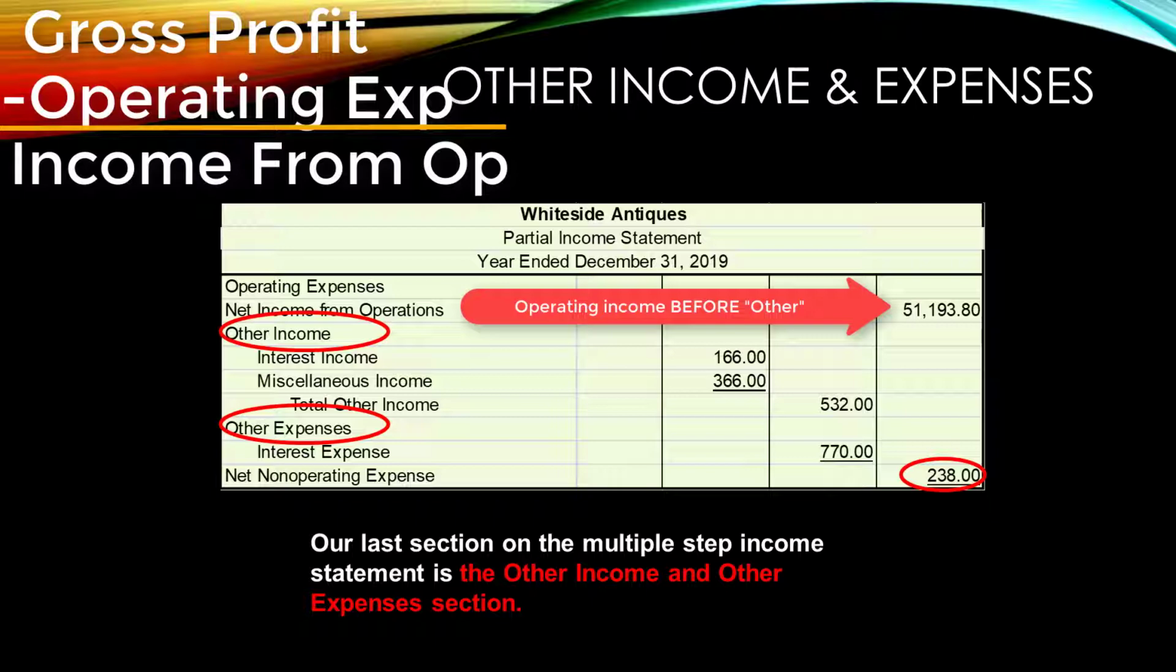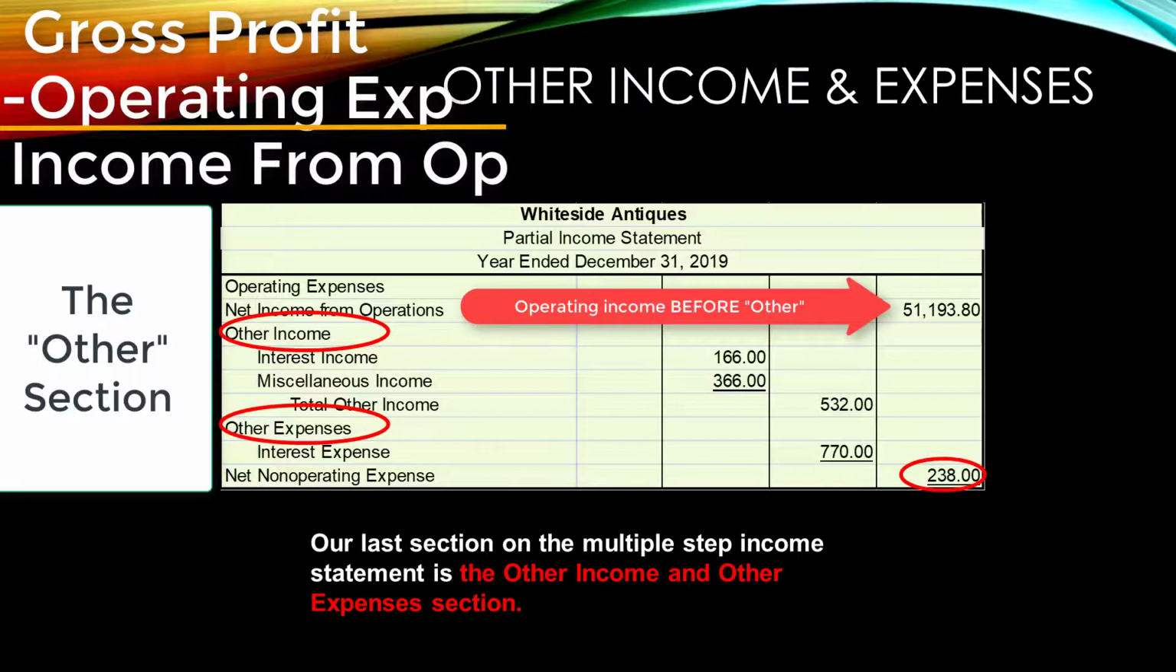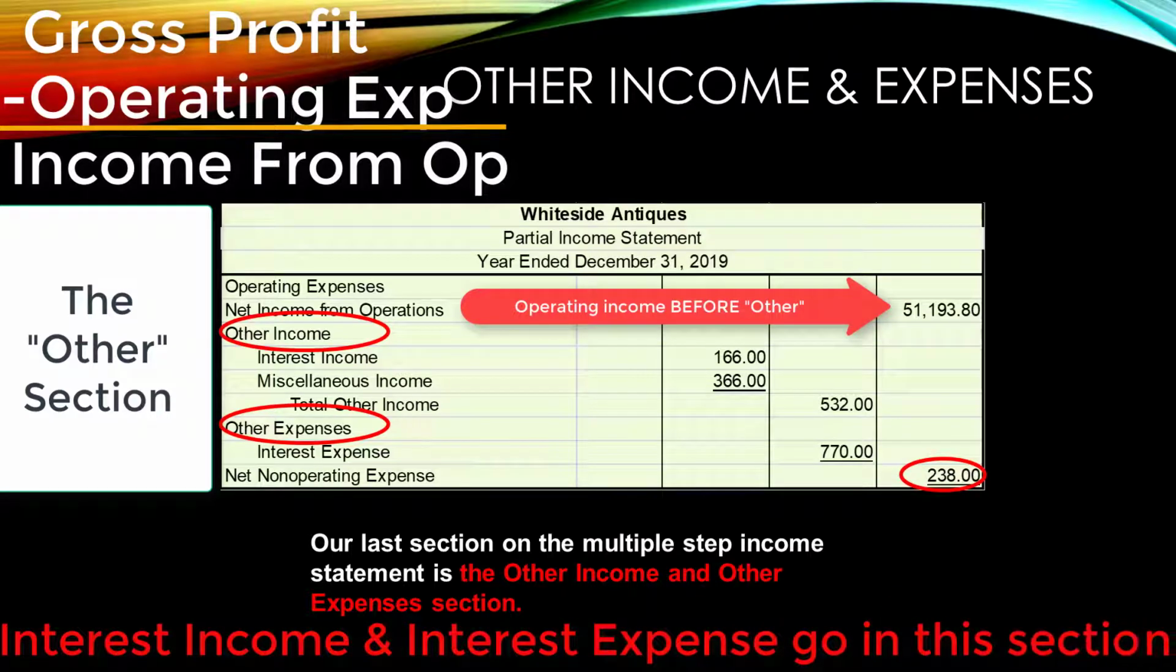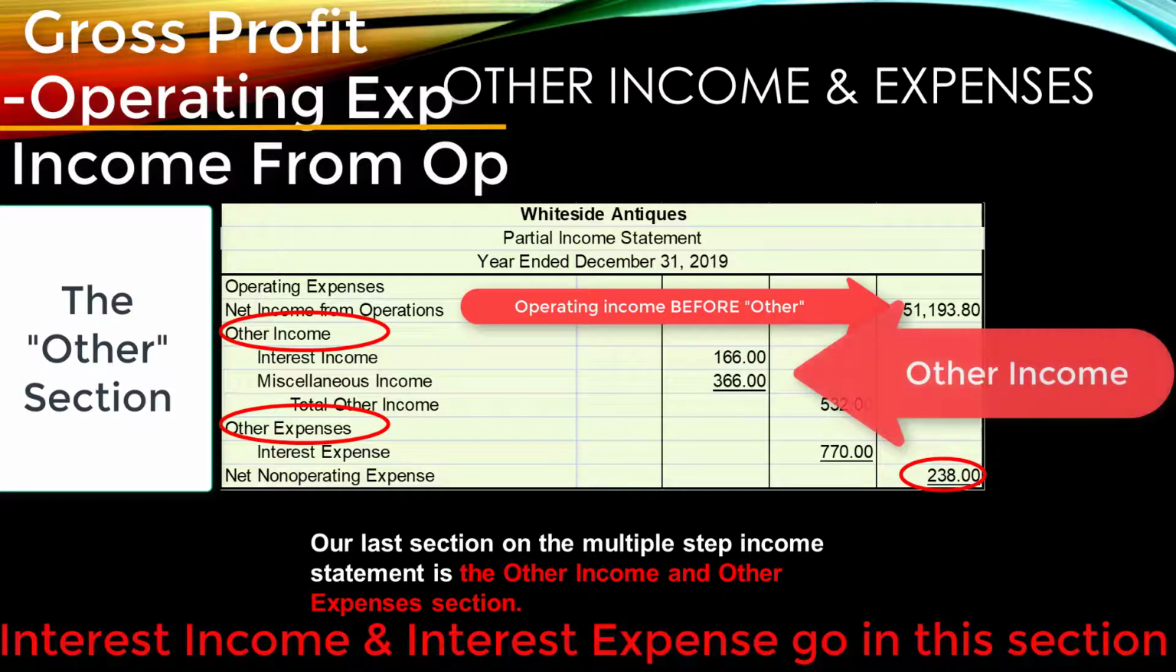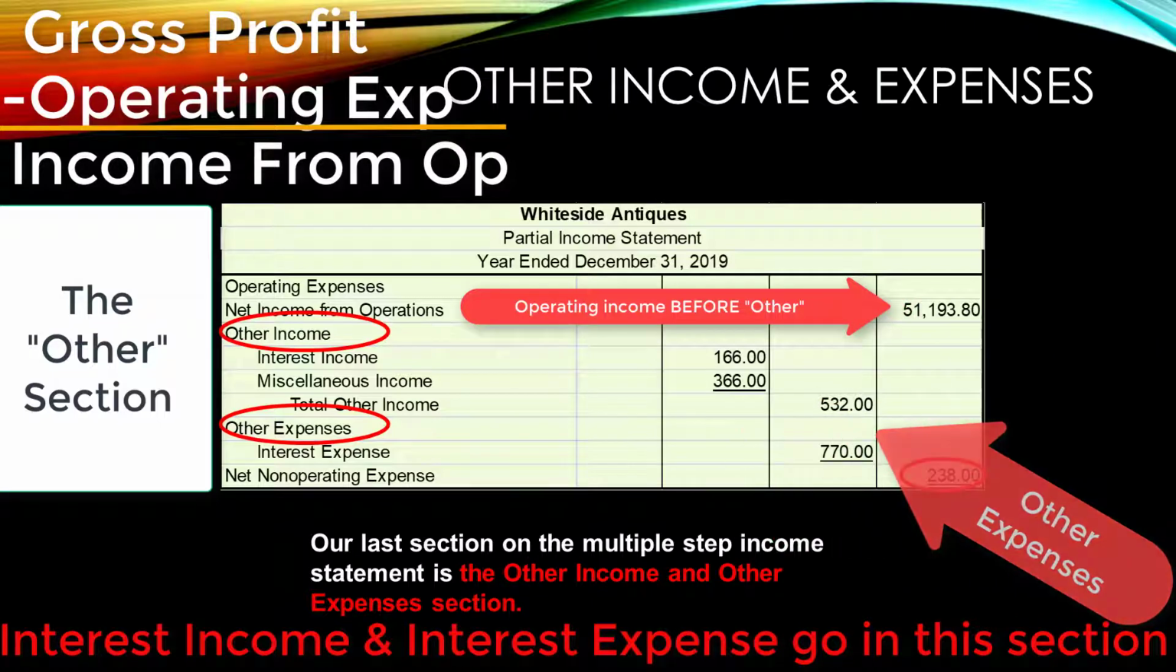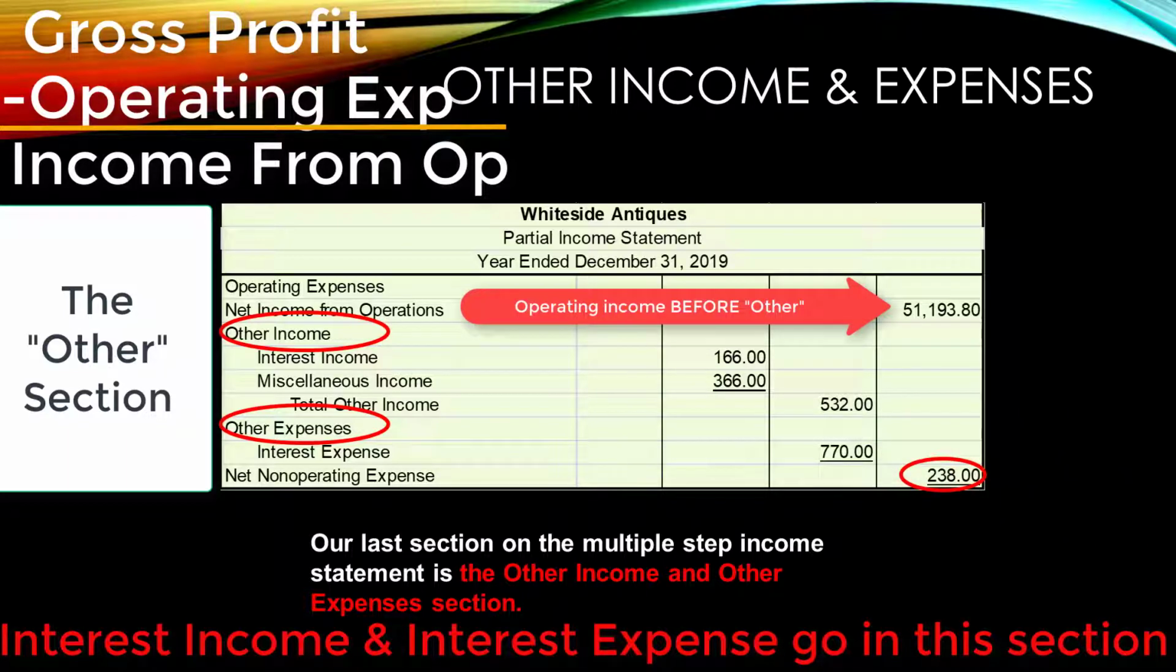In this slide, you'll see the last section of our multiple step income statement. We term it the other section. The other section shows income that is earned from sources other than normal business activities. Also, interest income or interest expense is always included in this other section. In addition, expenses that are not directly connected with the business also appear in the other expenses. Here is a clip from the company in your book.